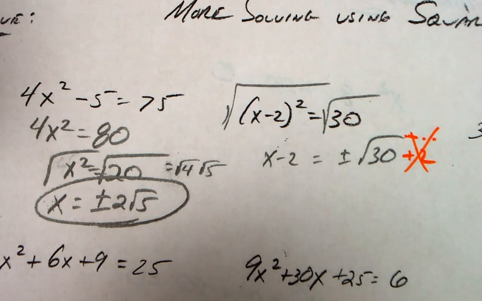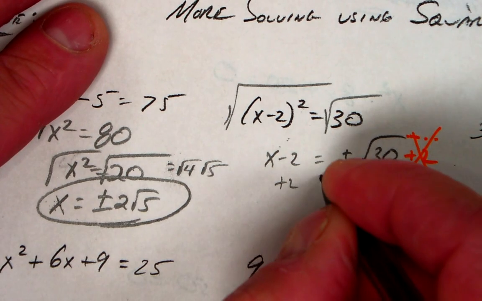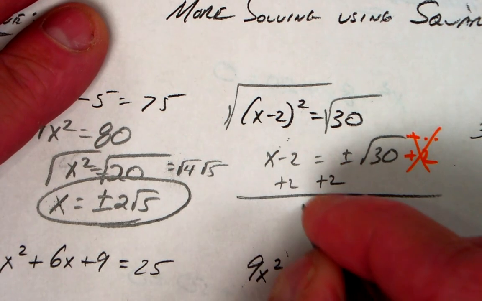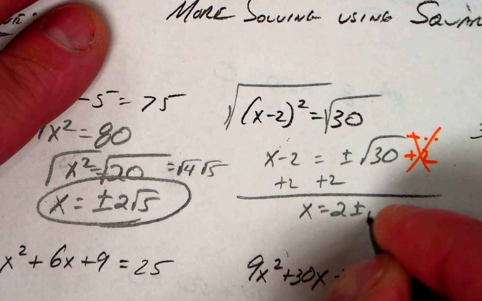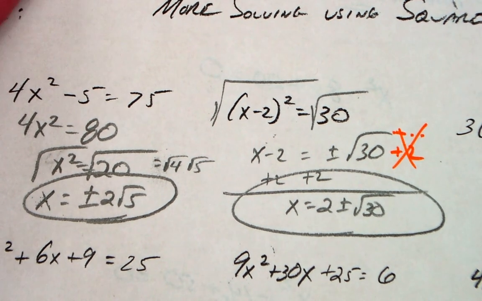So don't write it there. We're going to write it way out front. What we're going to do is we're going to add 2. And we're going to add 2 out front. And we're going to go x is equal to 2 plus or minus square root of 30. Okay? So there are 2 answers there. We're going to do it on a later problem. We could grab our calculator and take 2 plus square root of 30. And we could take 2 minus square root of 30.